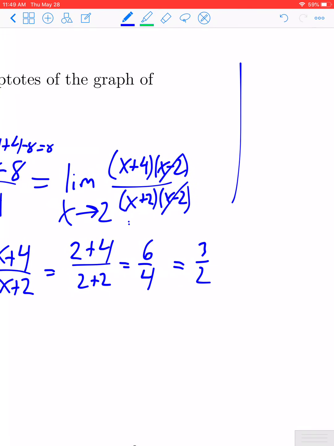Graphically, what you would see is if you wanted to graph this function, so here's x equals 2. 3/2 is the same thing as 1.5.